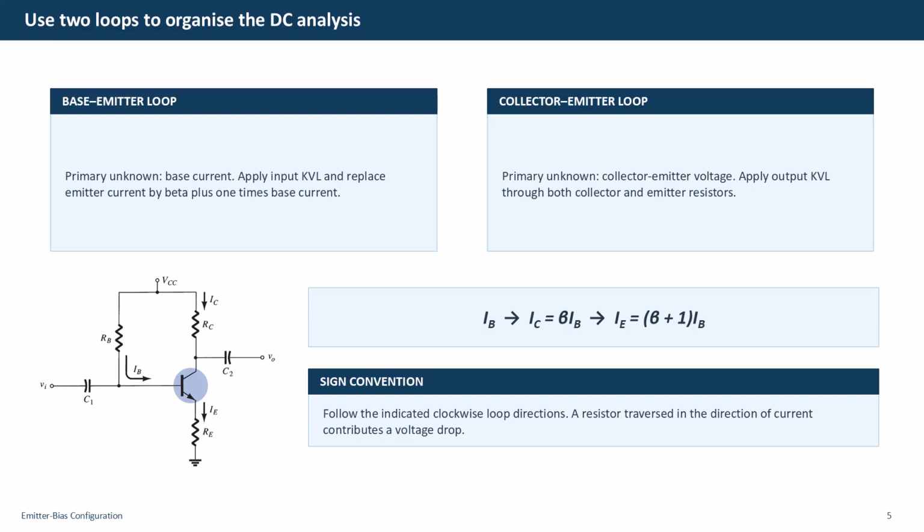In both loops, follow the indicated clockwise direction. When we cross the supply from negative to positive, we record a voltage rise. When we traverse a resistor in the direction of current, we record a voltage drop. This consistent sign convention prevents the most common algebra errors and makes each term physically interpretable.